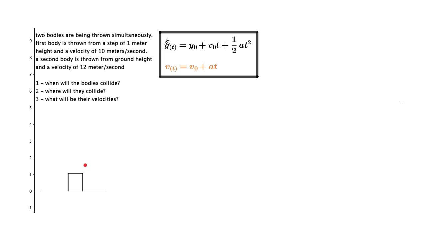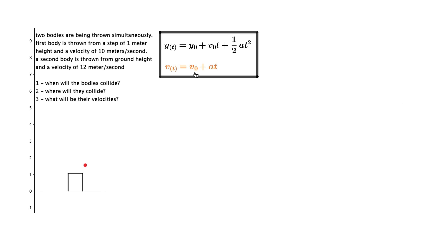The second equation we need to know is that v(t), the velocity at a moment in time, is equal to the initial velocity plus the acceleration times the time measured from the initial moment. That is, v(t) = v_0 + at.